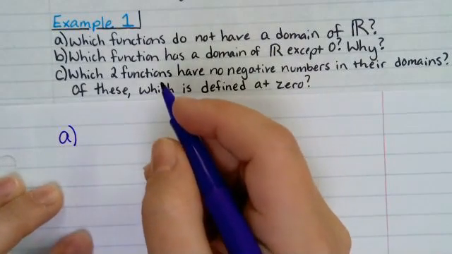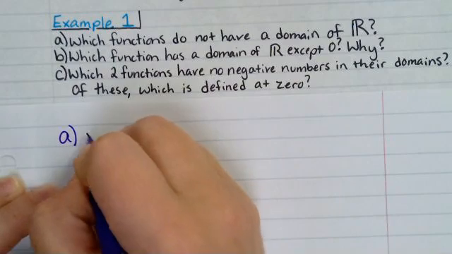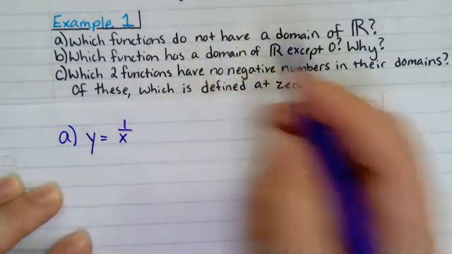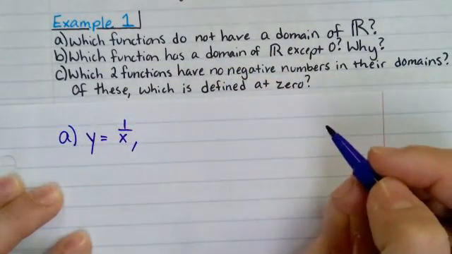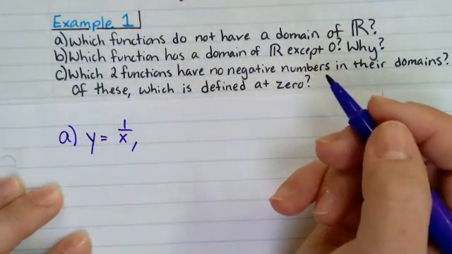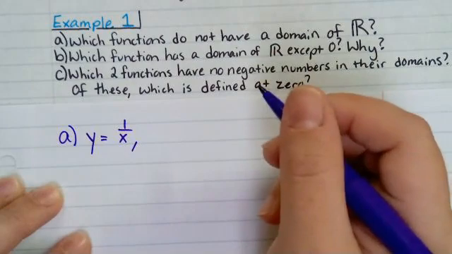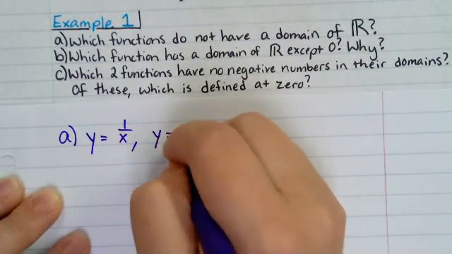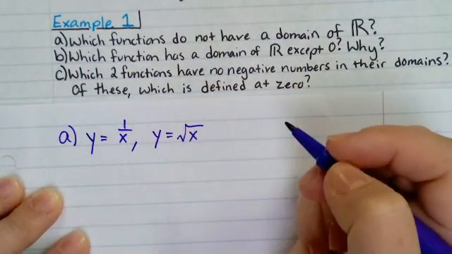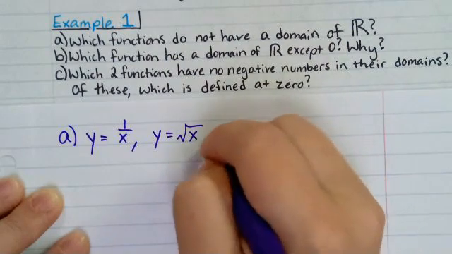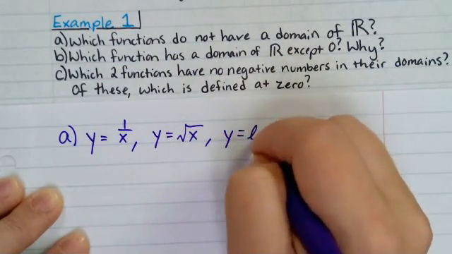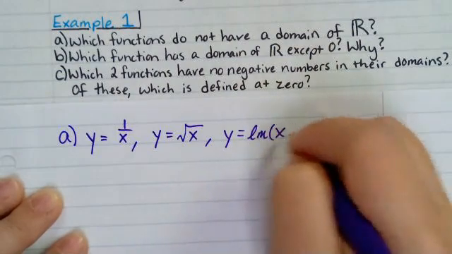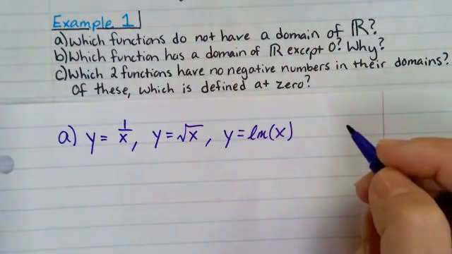So that would have been A. Our answers were the reciprocal function. That was our first one. Now I'm going to put its equation, y equals 1 over x. You could put its name, but I need you to make sure you know not just the name of it, but also the equation for it so that you can identify those. The other one was the square root function, so y equals the square root of x. And then our other one was the natural log function, so that was y equals the natural log of x.